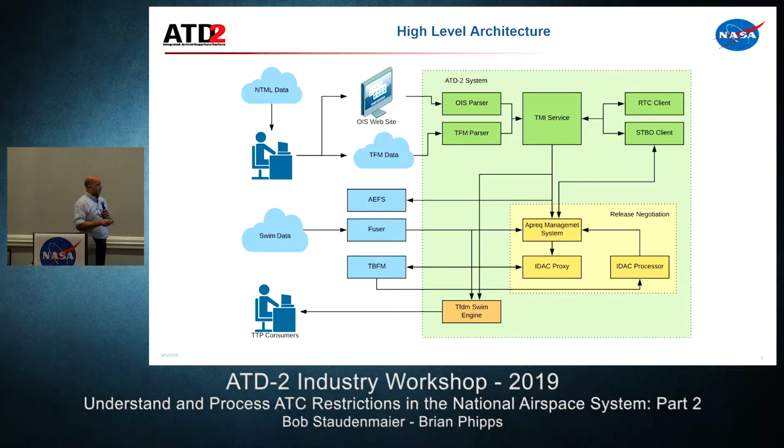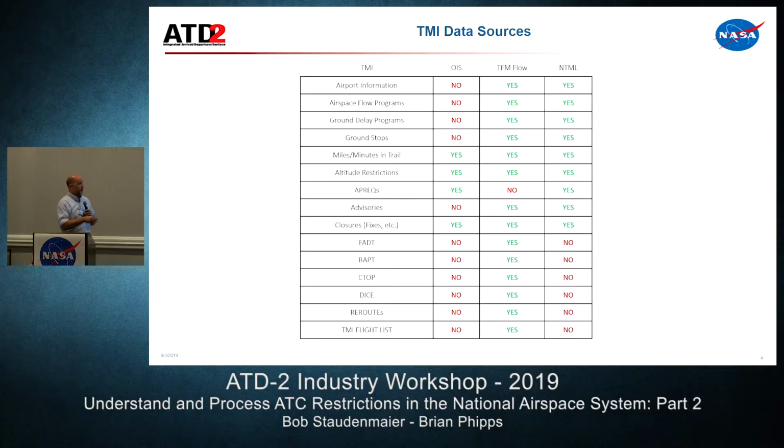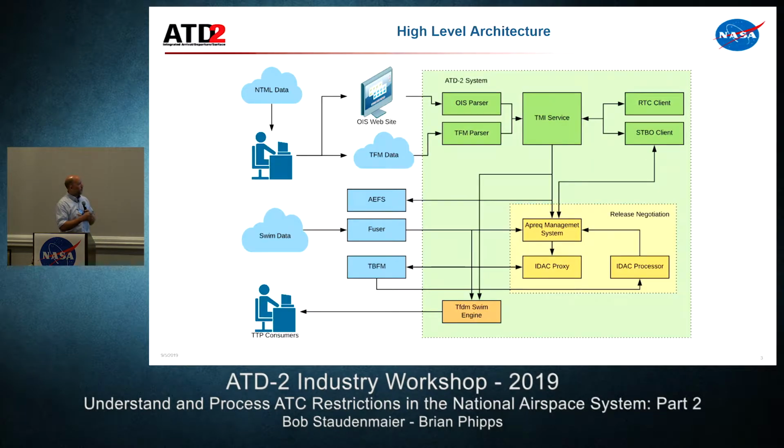The IDAC data or IDAC requests are sent out through TBFM. As TBFM handles those requests and processes them, the data is picked back up to the IDAC processor, brought back into the system. And also the Tmi service will publish data out to what we call the TFDM swim engine, which is the component responsible for producing the TTP data feed that we're sending out for DFW, Love Field, and for Charlotte. And ultimately that makes its way back to the consumers. So that's kind of the high-level architecture.